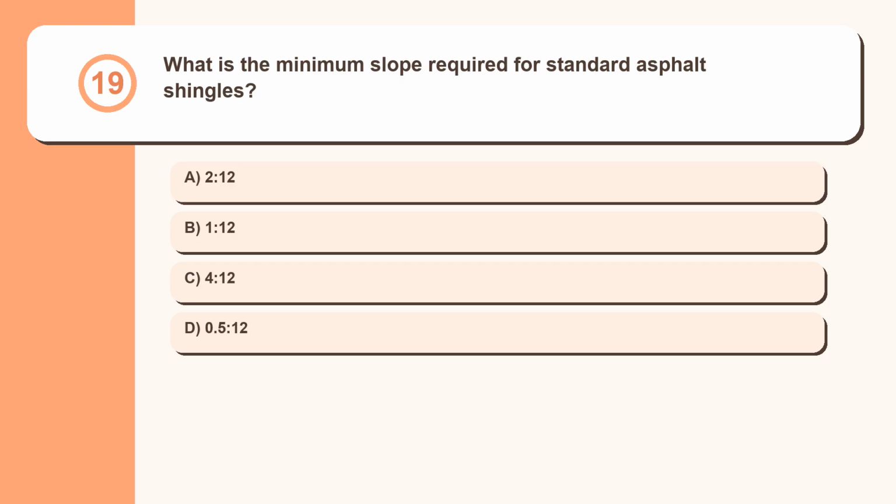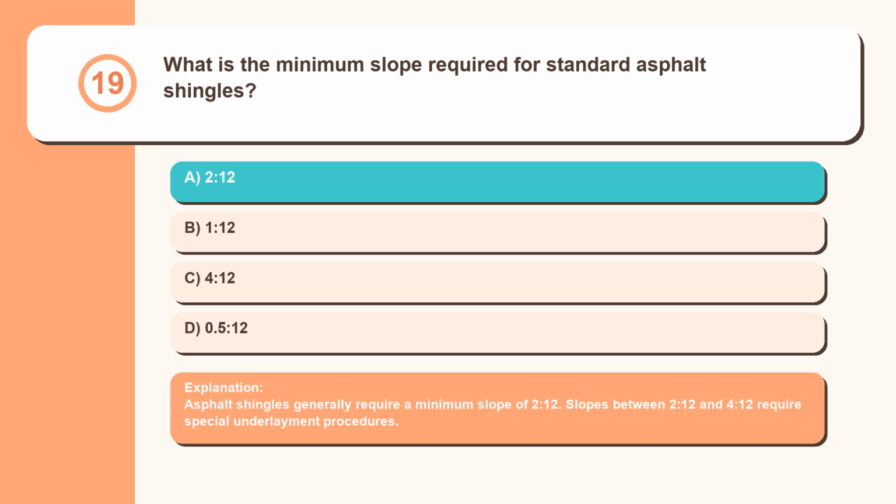Question 19. What is the minimum slope required for standard asphalt shingles? 2:12, 1:12, 4:12, 0.5:12. Asphalt shingles generally require a minimum slope of 2:12. Slopes between 2:12 and 4:12 require special underlayment procedures.